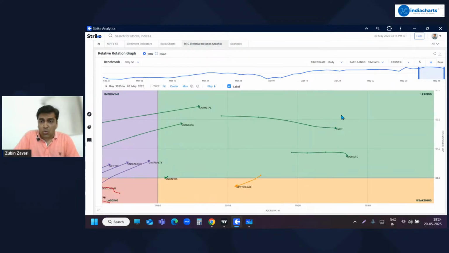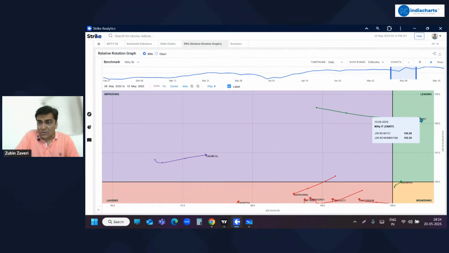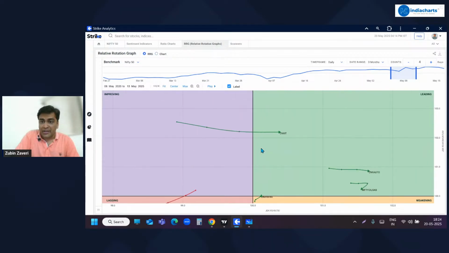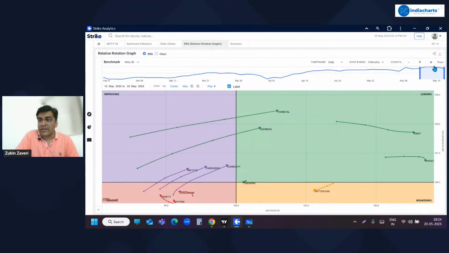So what about IT and auto? See, IT and auto were already in the last 5 days. If you go back a little bit, see IT a few days back. On 13th of May, IT entered from improving to the leading quadrant. And after that, what happened? It kept on going further, right? So a similar kind of expectation we can have from media and metal.